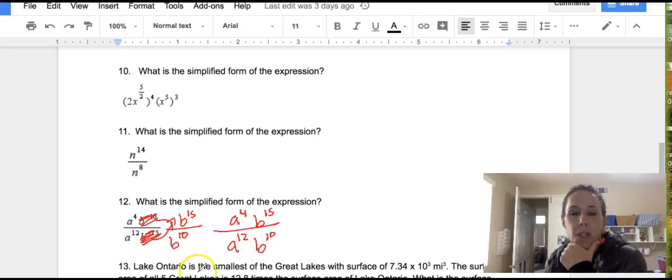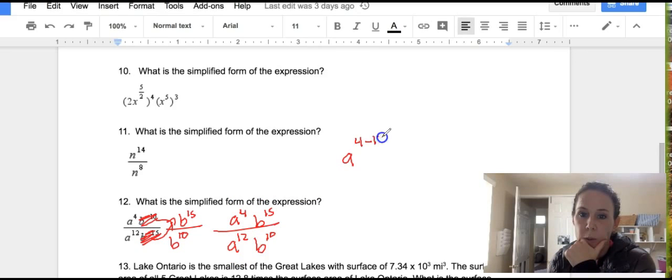Okay, so since I have multiplication here, I can do that in a variety of ways. The same with division, okay? So what I'm going to do is I have the same base. I'm going to subtract these exponents. Or I can think of it like this, a to the 4 minus 12. Okay, that's going to give me a negative exponent. That's going to be a to the negative 8 if I subtract these.